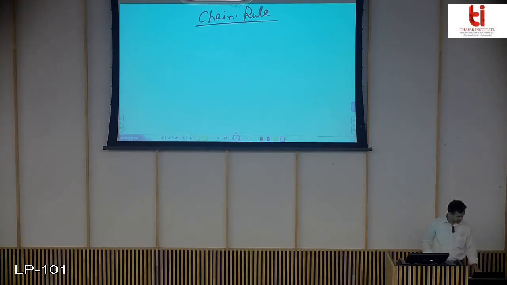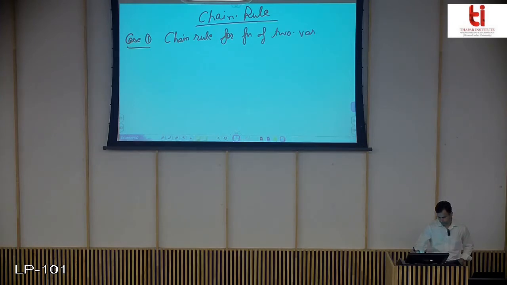Next we come to the very important topic of chain rule. So chain rule is basically used when we have a function which depends upon one or more variables, and those variables again depend upon another variable. How is it so? So case 1, chain rule for a function of two variables.